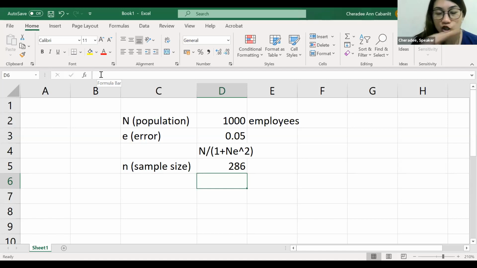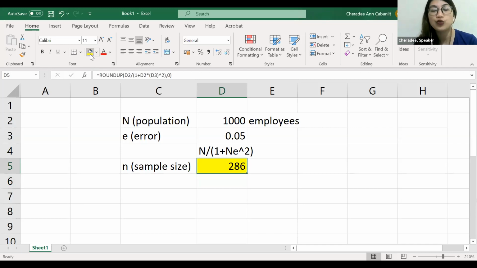Whether or not it reaches 0.5, of course if it reaches 0.5, automatically you have to round up. So you have to survey 286 employees. That is how you compute the sample size through Slovin's formula.